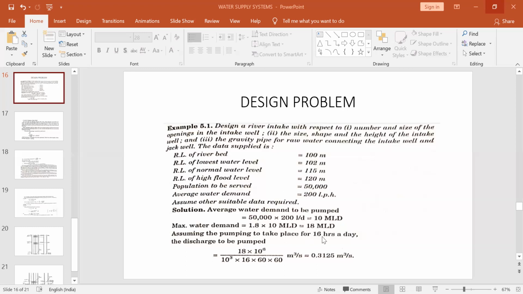And you are using it for 16 hours a day. So divide by 16 into, in 1 hour, how many seconds? 16 into 3600. So this entire thing, this 18 million liters per day, is being converted into your discharge, which is 0.3125 meter cube per second. Had the water been used 24 hours a day, then instead of 16 you would have used 24, other values remaining the same. So this first calculation is the discharge from the pipe per second. So this is 0.3125 meter cube per second.